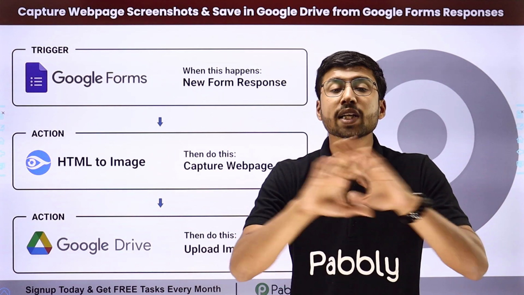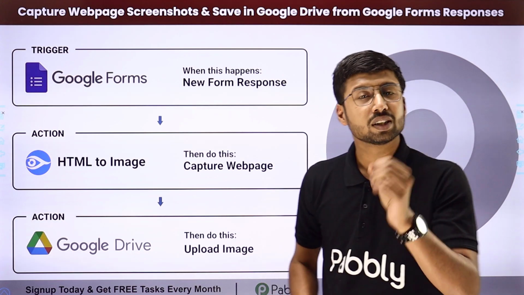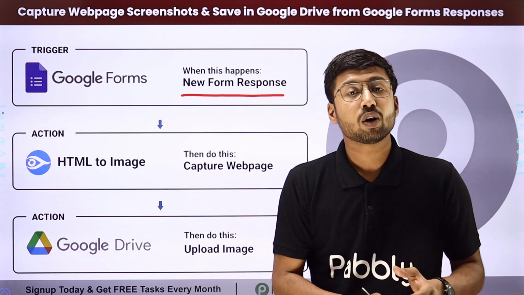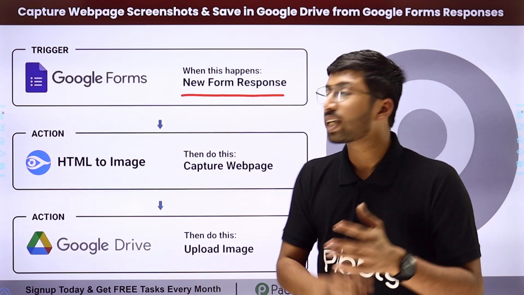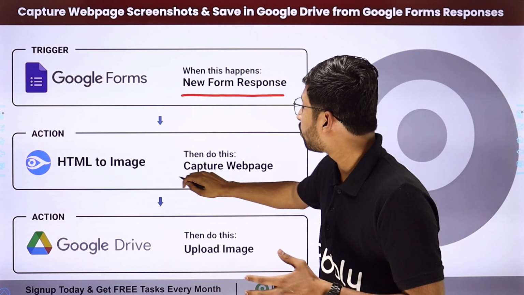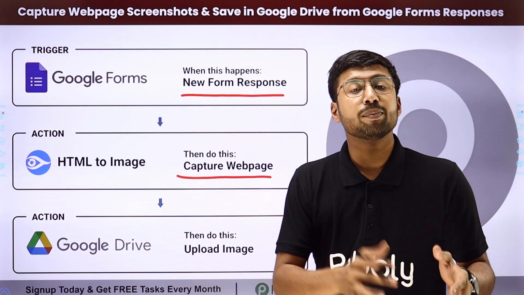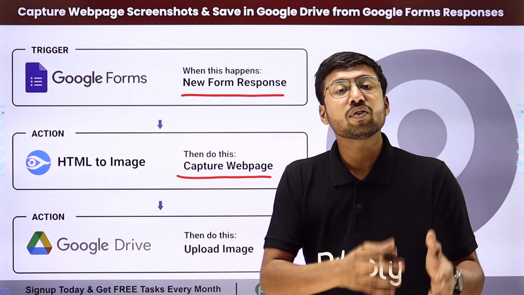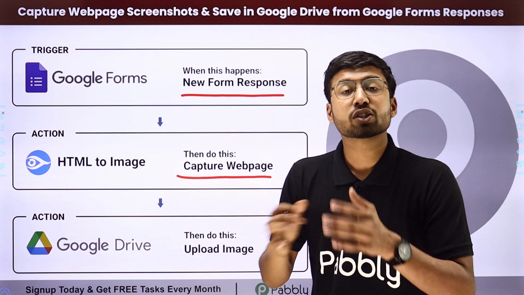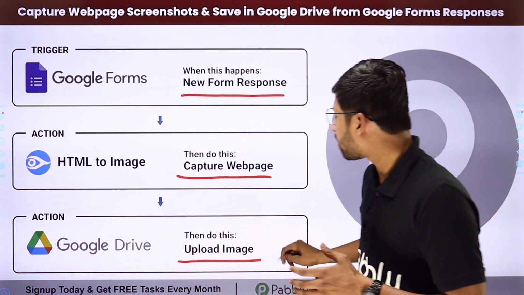So let me tell you, you can actually automate this complete process. In this automation, whenever we receive a new form response in Google Forms, we are automatically going to capture the web page link which we get in Google Forms using the HTML to image platform. And after capturing the screenshot for that web page or website, we are going to upload that screenshot image in our Google Drive folder.